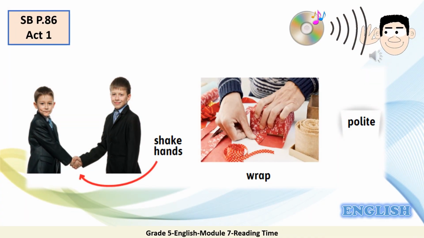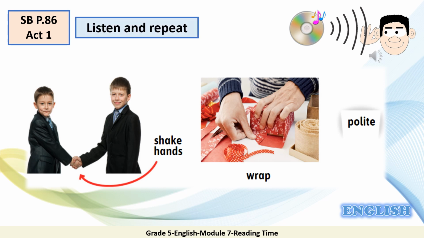Let's open our student book, page 86, Activity 1. Listen and repeat. Module 7, Reading Time. 1. Vocabulary. Shake hands. Wrap. Polite.